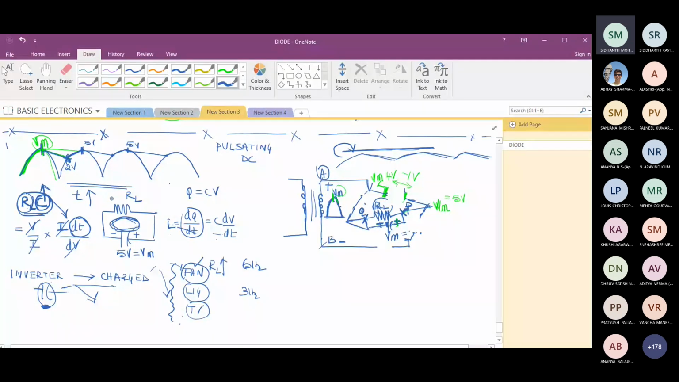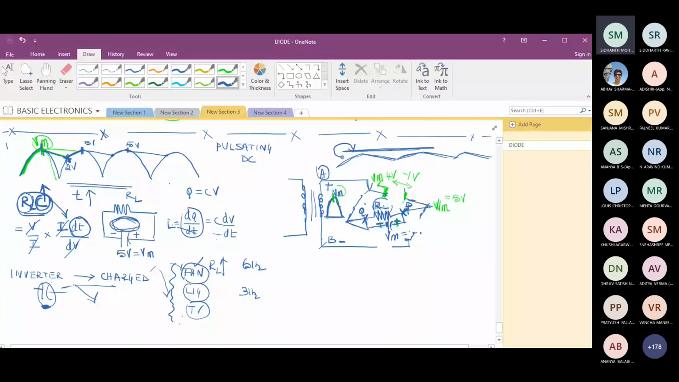Now, what should I do if I want more DC from this? I have to increase the value of capacitance. When I increase the capacitance, RL into C will increase. The capacitor will discharge slowly. If the capacitor is discharging slowly, the waveform we are going to get tends more and more towards DC.